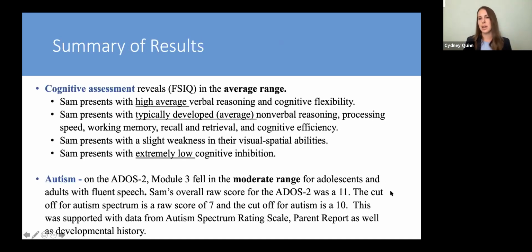Overall, to get an understanding of where Sam was cognitively, their IQ fell in the average range. Most of their skills were typically developed, with some strengths in verbal reasoning and cognitive flexibility, but a significant weakness in cognitive inhibition. And then on the ADOS, Sam fell in the moderate range on module 3. The cutoff score within the spectrum is a 7, and the cutoff for autism is a 10 based on the norms on the ADOS. Sam's score fell at an 11, so a little bit right above the cusp for autism. And then we coincided data from the ASRS, the parent report, and other areas.